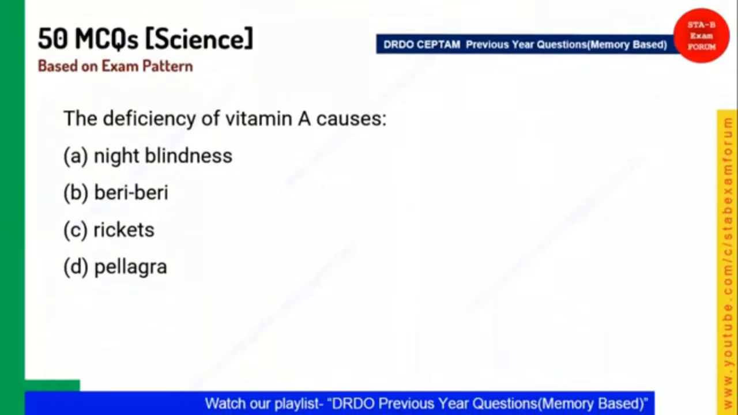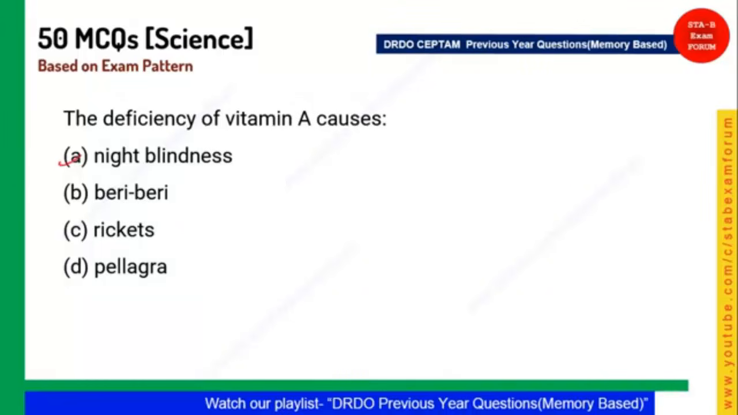The deficiency of vitamin A cause what? This is a very simple question, student, and the answer is option A. Okay, and to remove that deficiency, doctor always prescribe carrots. You need to eat the carrots. And beriberi, as you know, is with vitamin B, and rickets with vitamin D. Pellagra is some other disease.